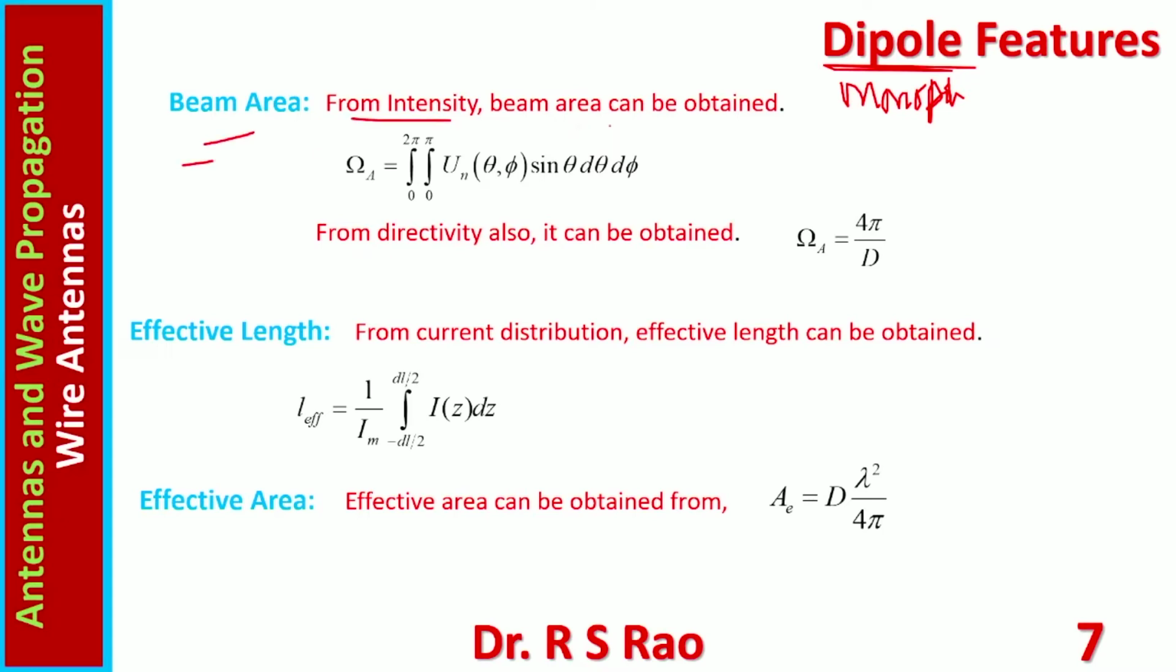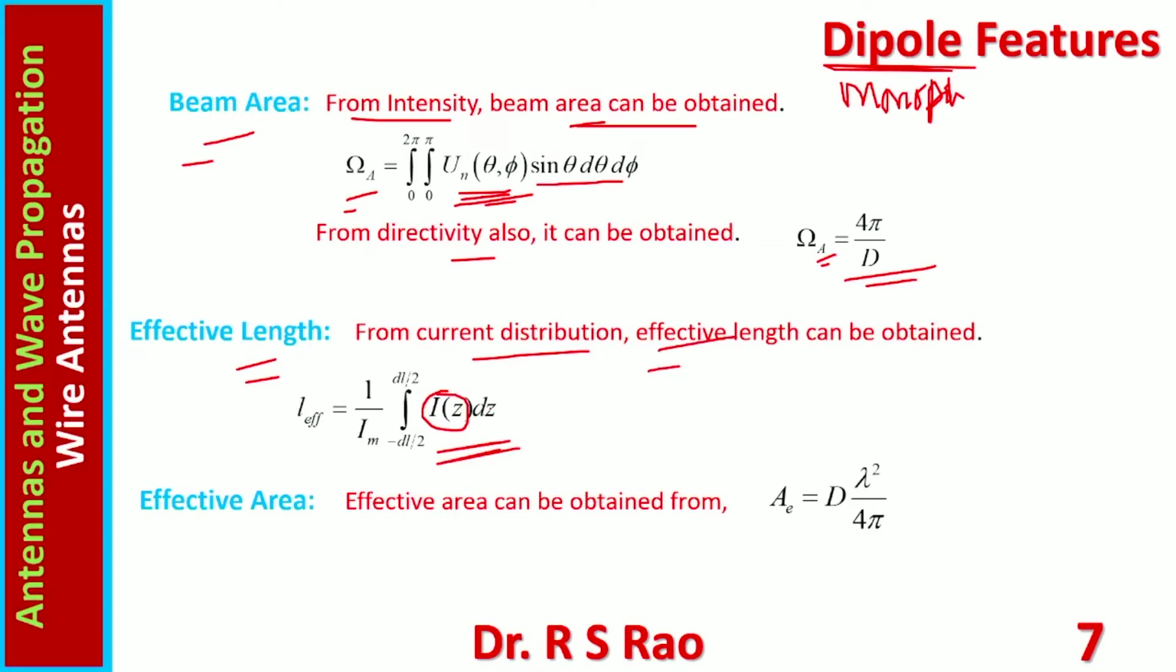Beam area. From intensity, beam area can be obtained. Omega A is the beam area. This is the normalized intensity, and this is the differential solid angle. So integration gives us the beam area. Beam area can also be obtained from directivity: Omega A is 4 pi by D. D has already been obtained, and from D, the beam area Omega A can be found. The effective length of the dipole or monopole can also be obtained from the current distribution I of Z. This is the basic definition of effective length.